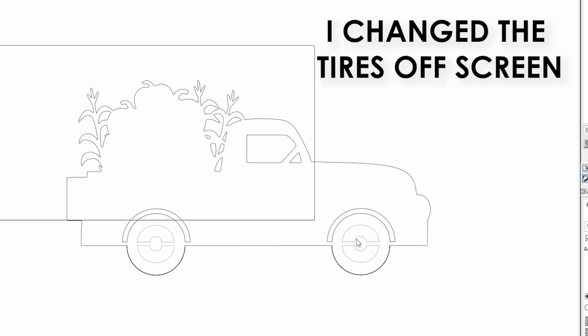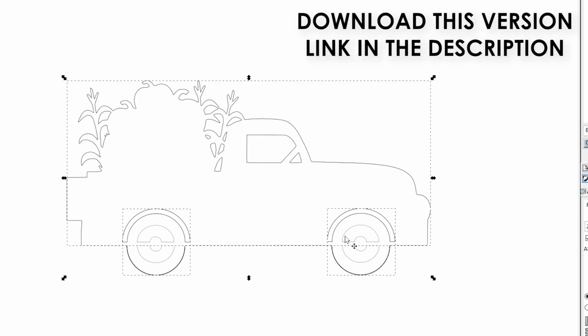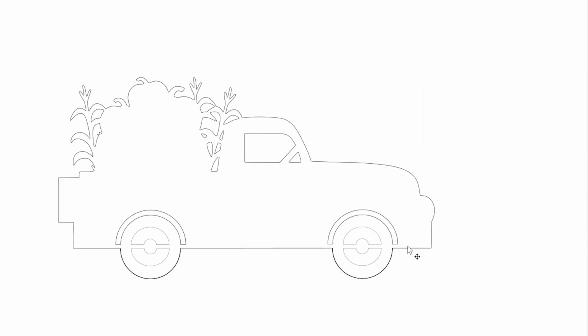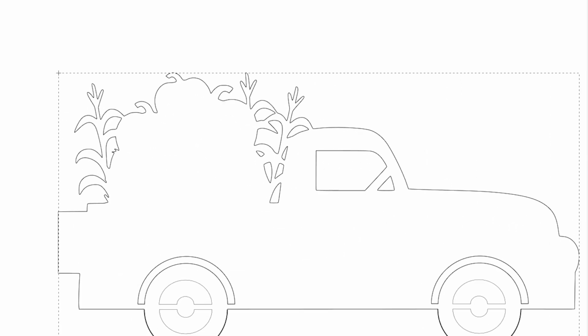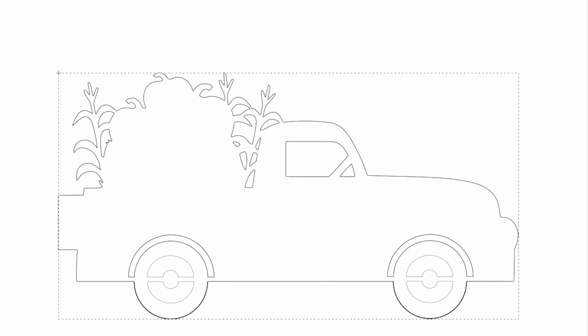And what's great about this being a vector is it is completely scalable, which means we can take this and we can make this as big or as small as we want and it will not get pixelated at all. So we can print this thing giant or print it super tiny.